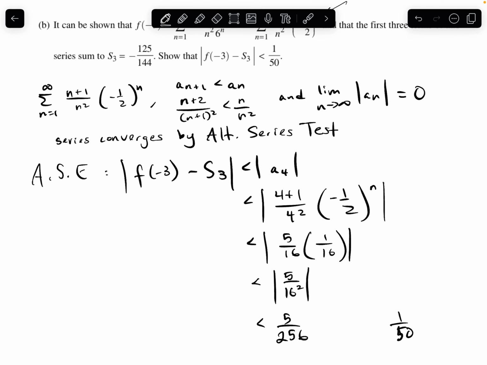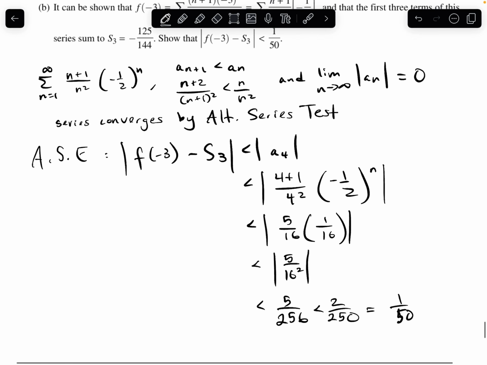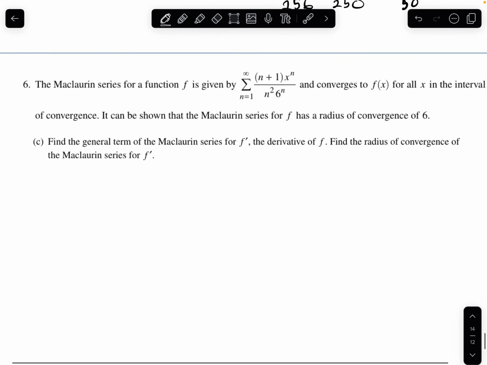Well, 5 over 256, that's definitely less than 2 over 250, which is equivalent to 1 over 150. So what I've just shown is that our 4th term in our series is less than 2 over 250, which is equivalent to 1 over 150. Therefore, I've just shown that the difference between the first 3 terms of the series and the actual value of negative 3 is indeed less than 1 over 150. Okay? All right, now part C.